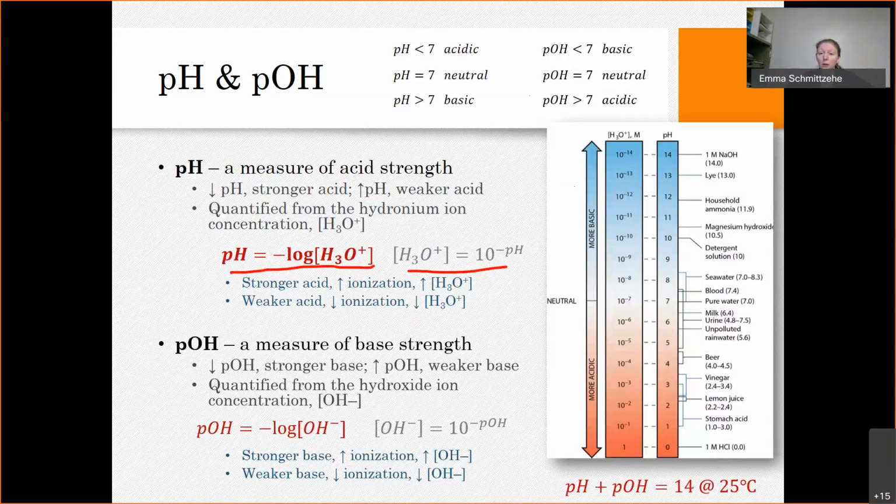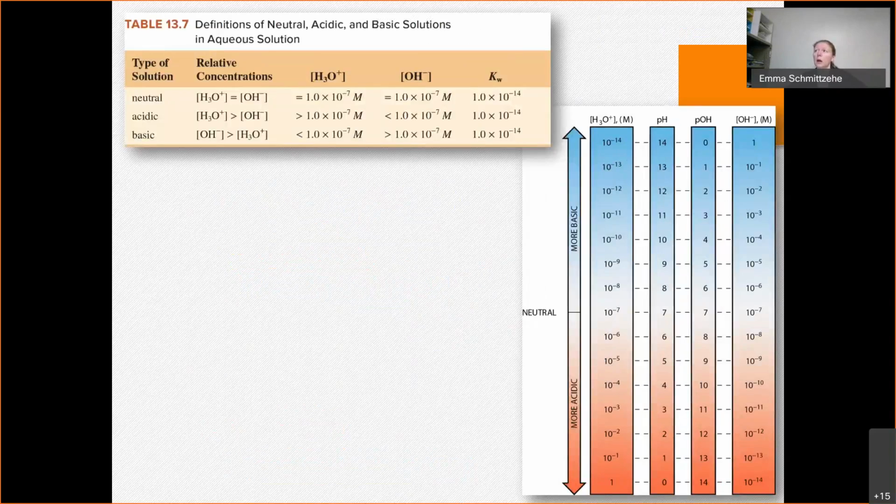And so let's look at some summary information about all of this stuff. Your book gives you lots of nice tables and diagrams to try to tie all this together for you, but let's talk about it. So in table 13.7, they talk about the difference between different types of solutions. So we can have a solution that's considered neutral. We can have acidic solutions and basic solutions, okay? In a neutral solution, you have equal concentrations of hydronium ion and hydroxide ion, okay? So they're going to be equal.